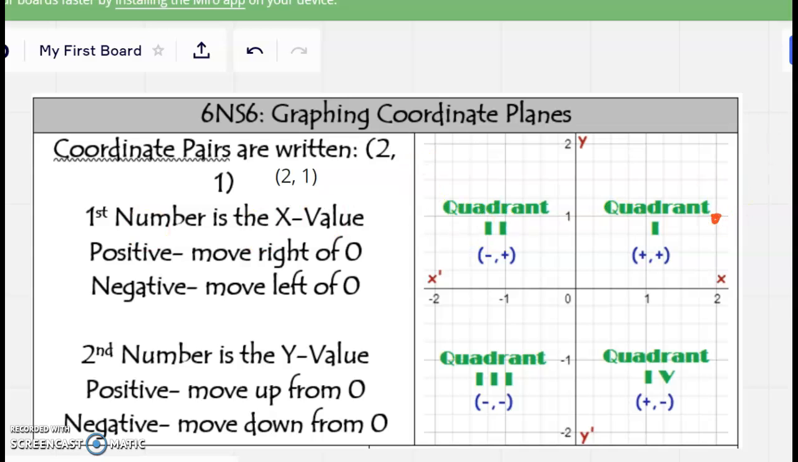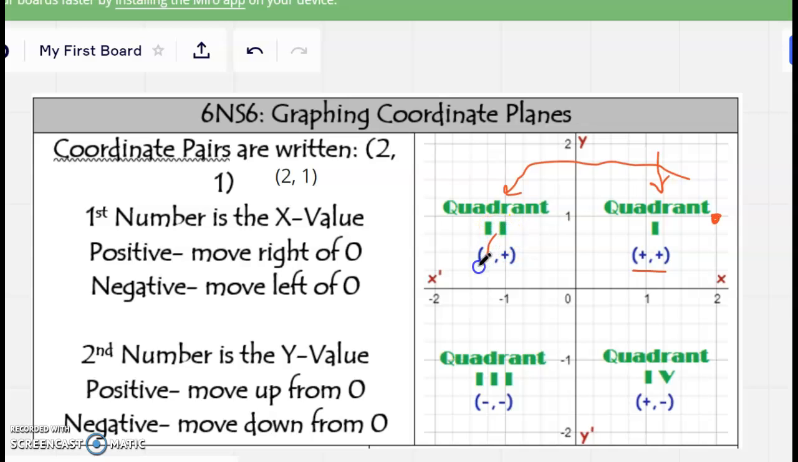All right, let's talk about the quadrants. The first quadrant, quadrant 1, is right here where it is both positive and positive. If you move counterclockwise, so the opposite way that a clock moves, we get over here to quadrant 2. And you'll notice that in quadrant 2, the x value is moving to the left, so that makes it negative, but the y value is still moving upwards, so that makes it positive.